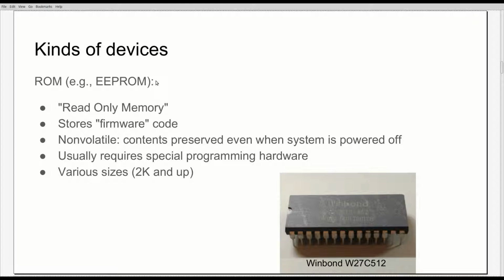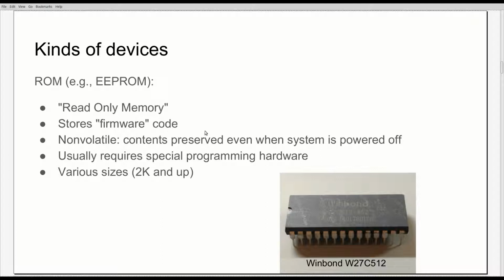Next, let's talk about the different kinds of devices that we will be designing into our system. One very important one is ROM, meaning read-only memory. The important characteristic of a ROM is that because it's read-only, the data and code that is stored in the ROM cannot be modified as the system is running. However, that data is non-volatile, meaning the contents of the ROM are preserved even when the system is powered off.